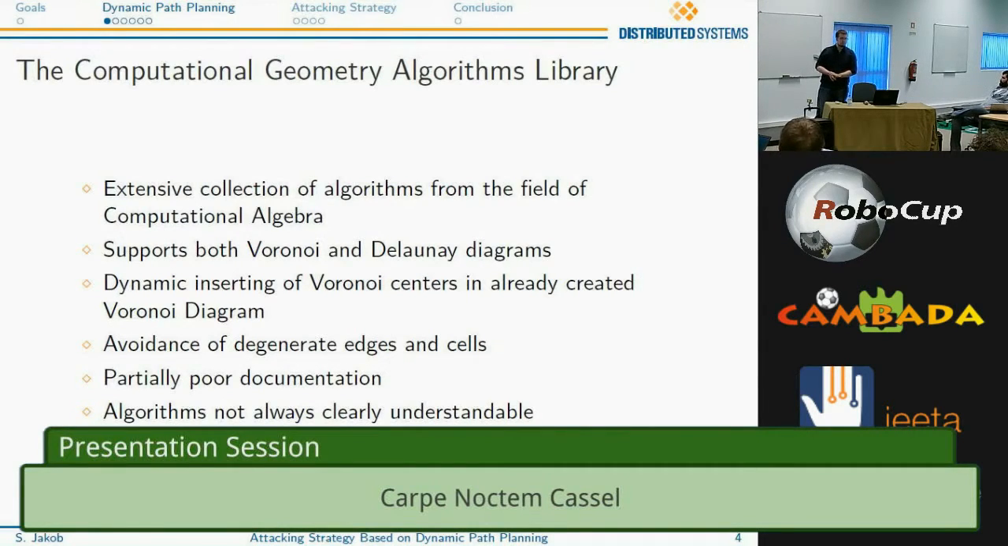Another important feature is the avoidance of degenerated edges and cells, which could be edges with zero length or cells with zero area, which could interfere with the path planning. But there are some disadvantages in this library. It's partially poorly documented. If you try to understand the code they have written, you can look for comments. If you find some, you can be happy. But sometimes they even switch the language in the comments, or there are no comments at all. Therefore, some algorithms you can use, but it's hard to understand how they even work.